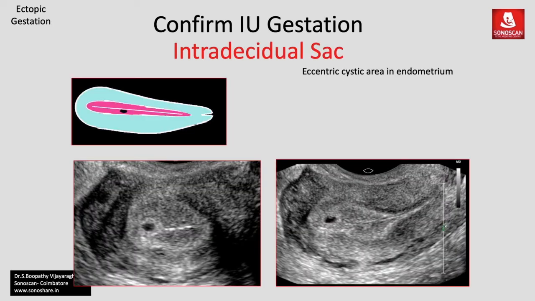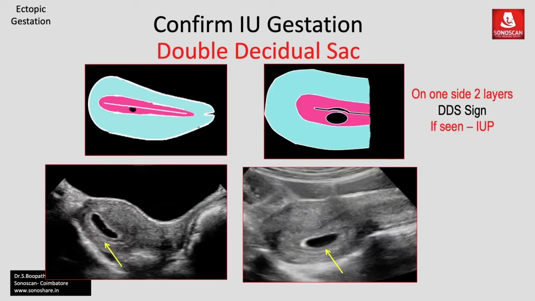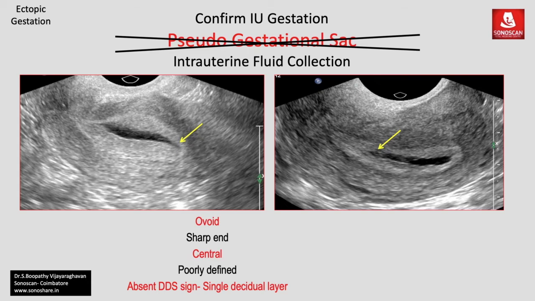So there is an eccentric cystic area in the endometrium, round in shape with echogenic walls because of trophoblastic reaction. So this confirms the pregnancy and rules out ectopic, but it is seen only in 50% of intrauterine pregnancies, and there will be only one decidual layer all around the sac.